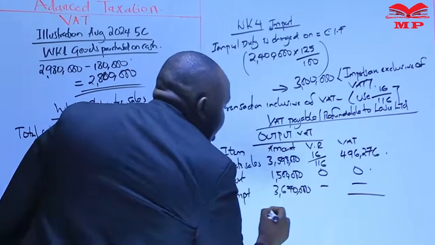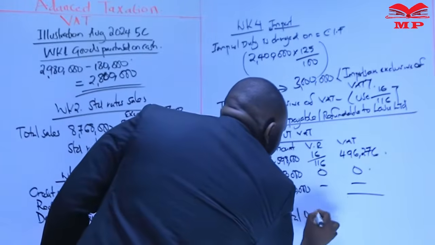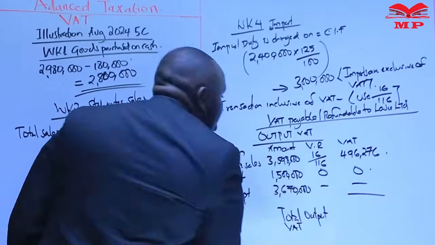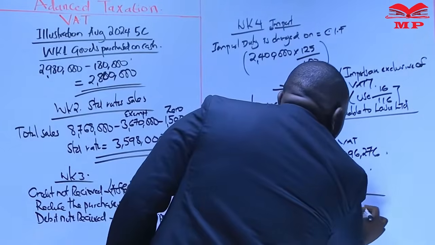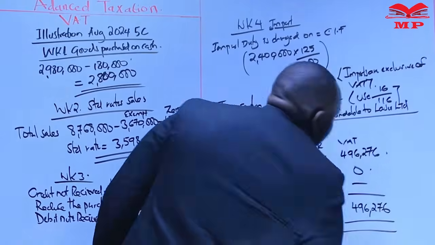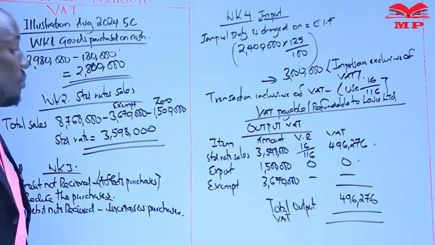So then down here we have what we call total output VAT. Total output VAT should be a figure of 496,276. We proceed to the input VAT.